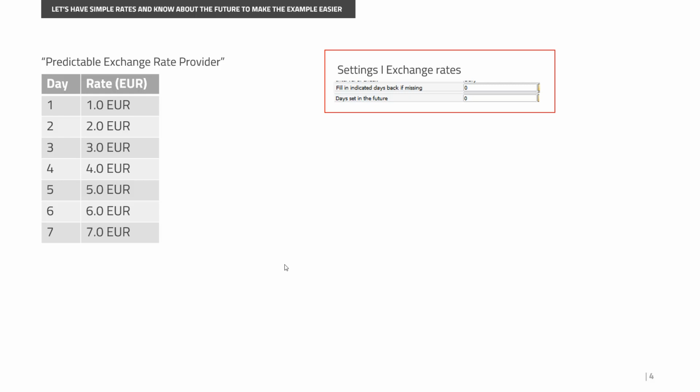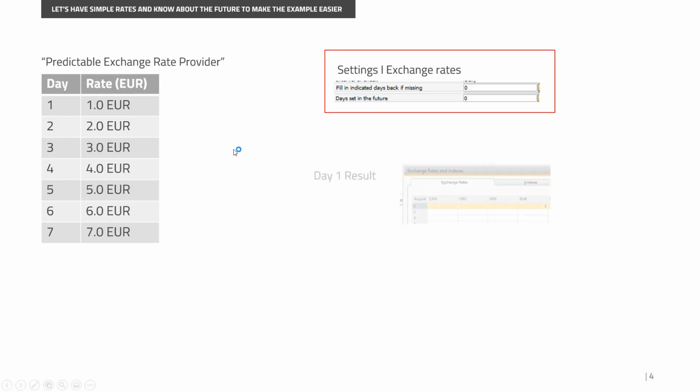So I've invented an exchange rate provider. It doesn't exist, and hopefully not, because what you can see is that on day 1 of the exchange rates, the euro is 1. On day 2, it's 2, then 3, 4, 5, and so on, so that this is very easy to follow, or at least as easy as possible, because again, it's very complex to have all the combinations in place. But we're going through them. The first one is to have both at 0, to see what would actually happen with this exchange rate provider.